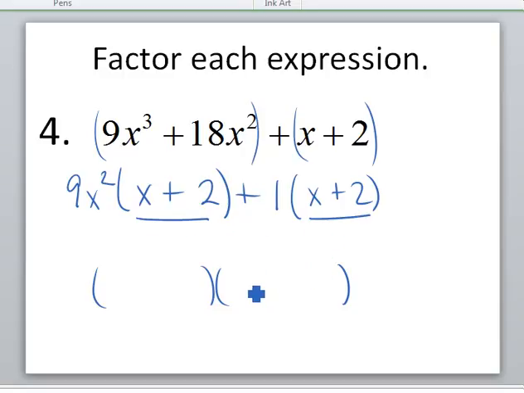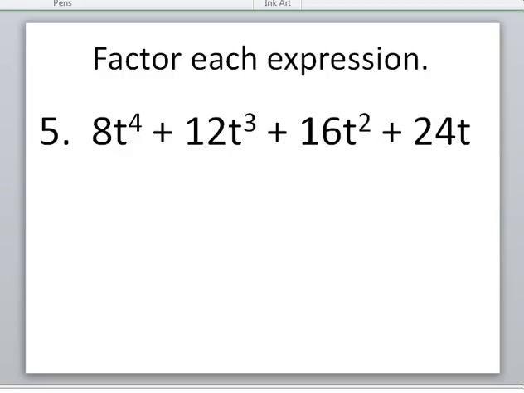There's my one quantity they share in common, my x minus 2. And then I'll write the 9x squared plus 1 as the quantity that needs to be distributed to the x plus 2. Last example of the factor by grouping.